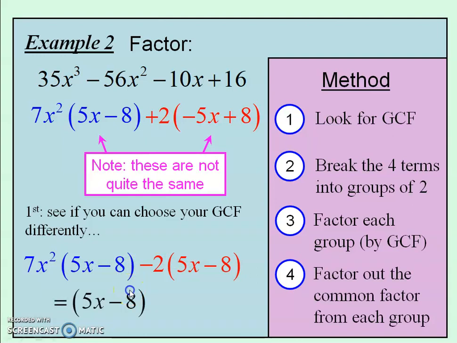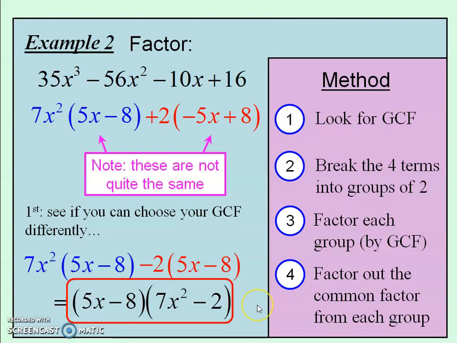And now these two factors do match, and I can move on to step 4. And when I remove that common factor, I'm left with 7x squared and -2, and this is the fully factored version of that original 4-term polynomial.